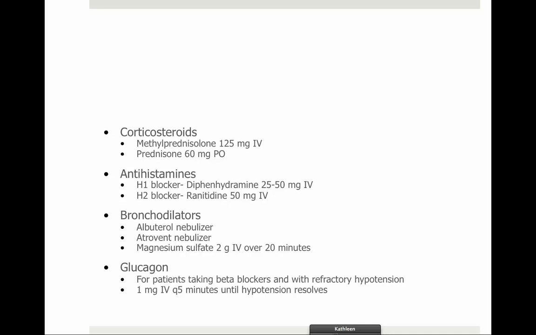And glucagon for patients taking beta blockers with refractory hypotension. That's an antidote to reverse the beta blockers. It's 1 milligram IV every 5 minutes until hypotension resolves.